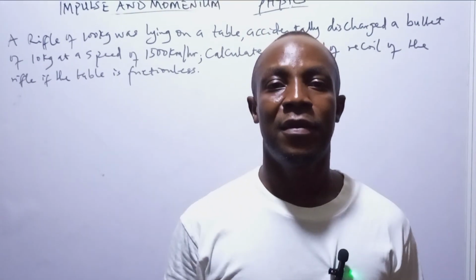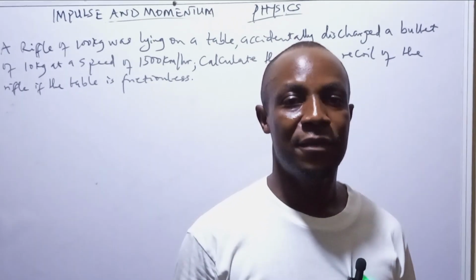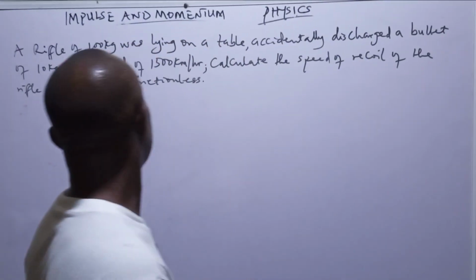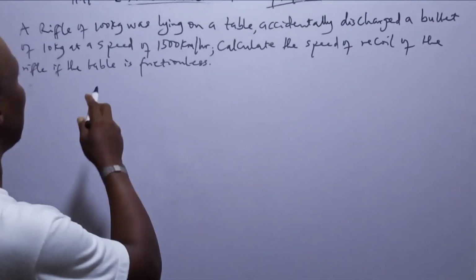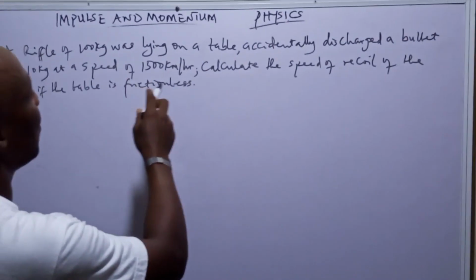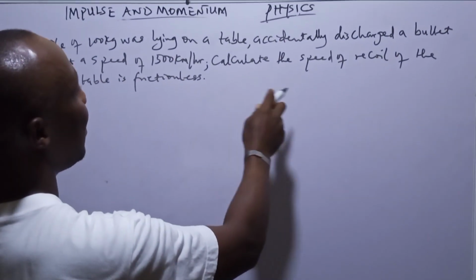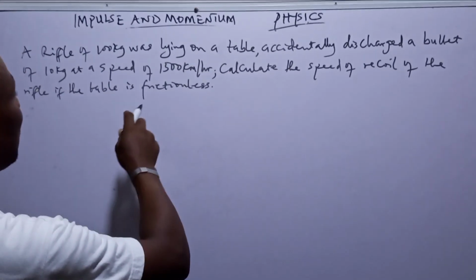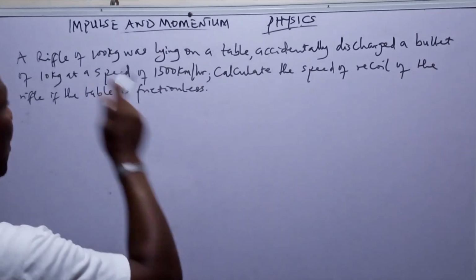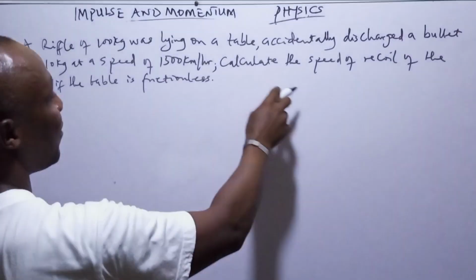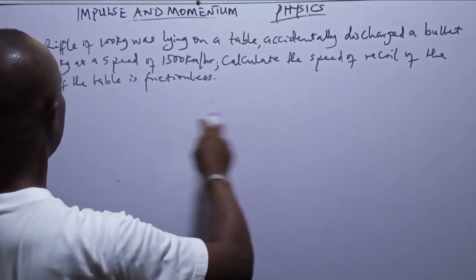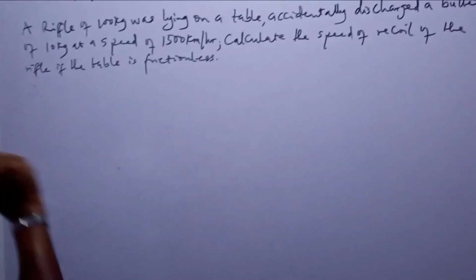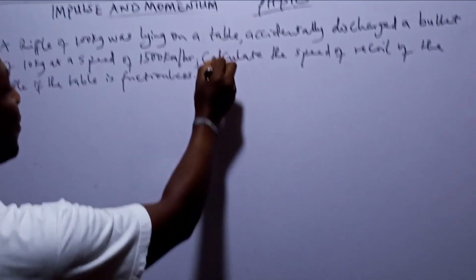Hi guys, you're welcome to class, still on momentum. We have here that a rifle of 100 kg was lying on a table and accidentally discharged a bullet of 10 kg at a speed of 1500 km per hour. Question is, calculate the speed of recoil of the rifle if the table is frictionless. Let's see how we solve this one.